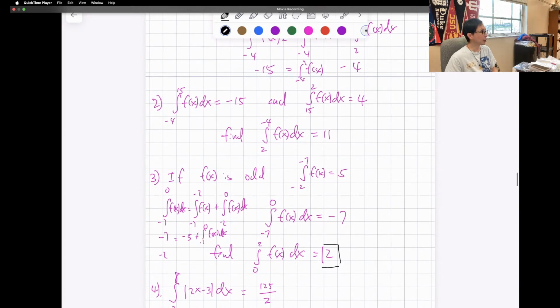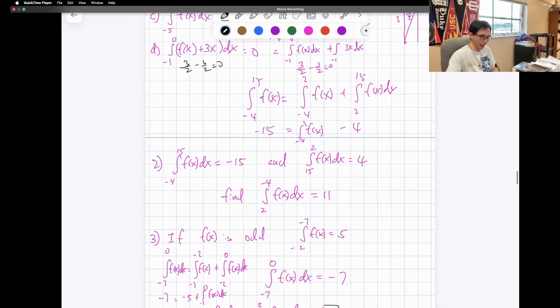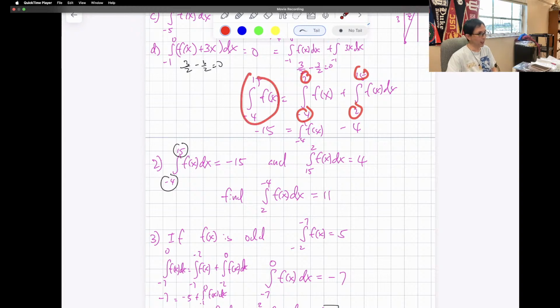Guys, do you have any questions for 2 and 3? You are for sure gonna see those questions, 2 especially. Oh yeah, of course. So the way I think about it is between -4 and 15, right? That should include from -4 to 2 and then 2 to 15. That's called the additive interval property, because this is the whole area between -4 and 15. It should be -4 to 2 and 2 to 15.